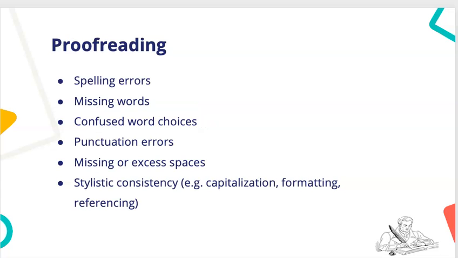Proofreading is about checking spelling errors, missing words, confused word choices, punctuation marks, missing or excess spaces, and stylistic consistency like capitalization, formatting, and referencing. So proofreading involves checking the text for even more local issues: spelling and punctuation errors, missing words, or spaces. It is easy to end up with a spelling mistake and miss the correct word in the first draft, but be sure to go through the text carefully to find and correct these errors before submitting it for any publication.